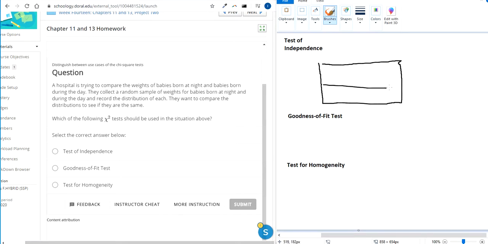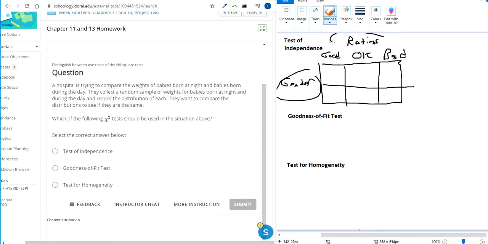So if you can imagine the data being put in a table like this, where maybe this is gender, and then this would be, let's say, good or bad, some sort of categorical rating or some sort of category you can put them in. You could test to see whether gender is independent of ratings, or whether, if it's true that gender is dependent on ratings, that means a person's gender is impacting what their ratings are. Okay, so that's a test of independence.